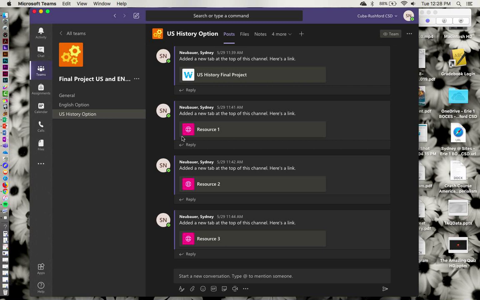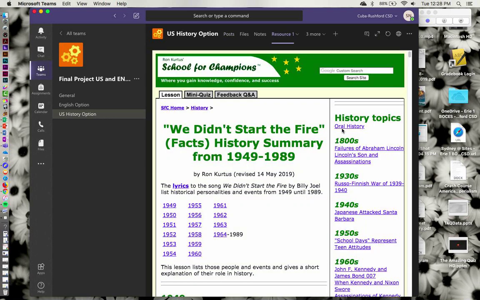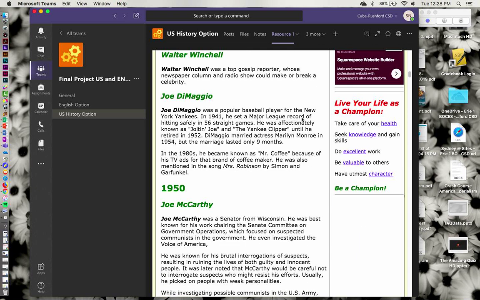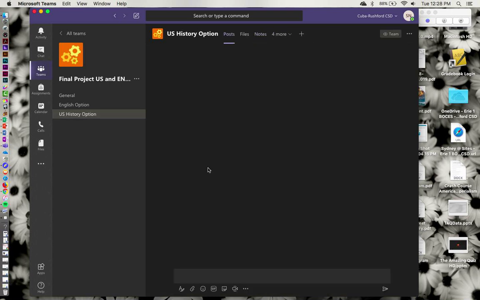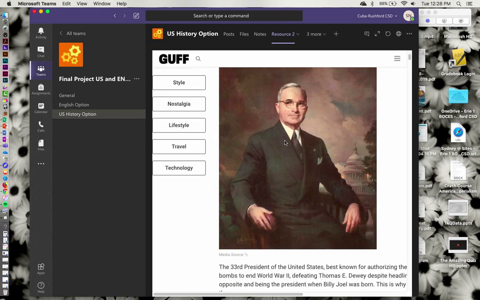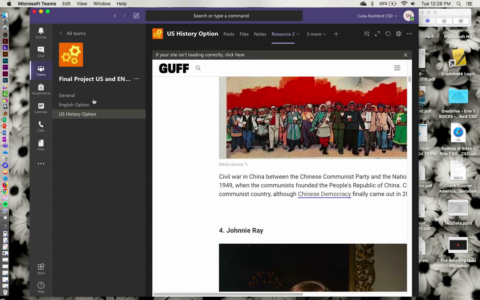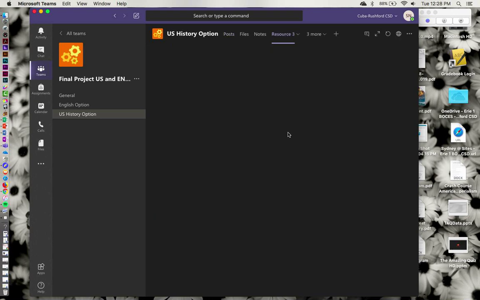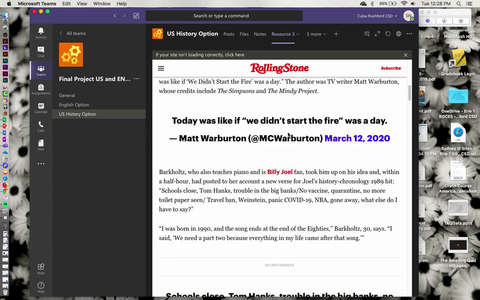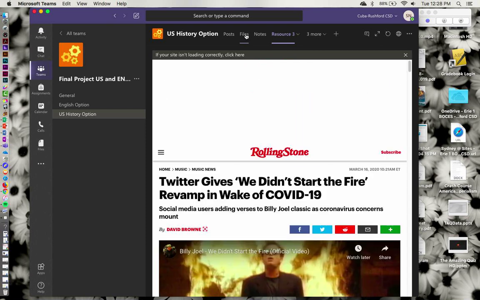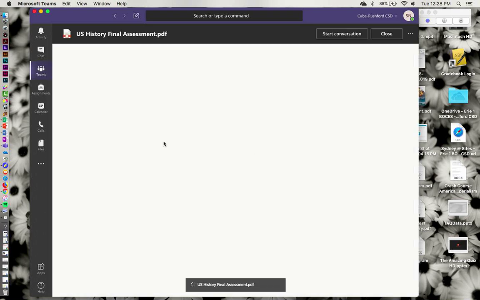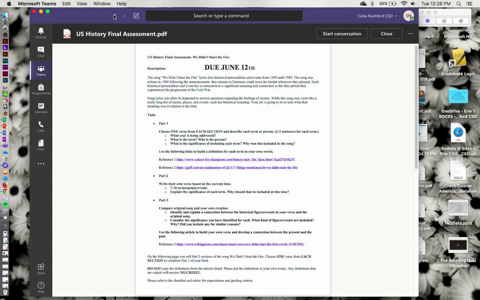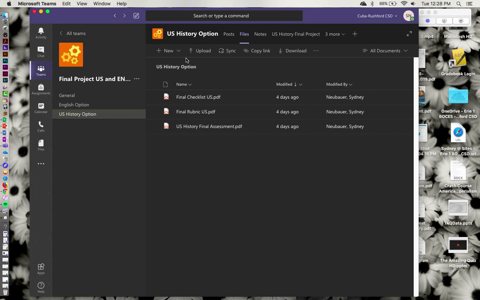Now, if you go back to the original page, you've got all of your resources here. They are embedded into Teams, so you don't even have to go and look for them. This is the first one that I was talking to you about, and if we go back, you can see that the second resource is there, all those definitions again for each part of the song, and then the article from Rolling Stone is also embedded in there for you to look at. So one more place that you can find everything, if you click on files, again, you're going to find the final assessment explanation there. If you click on that, that's that first document that I was looking at with you, and the rubric and the checklist as well.